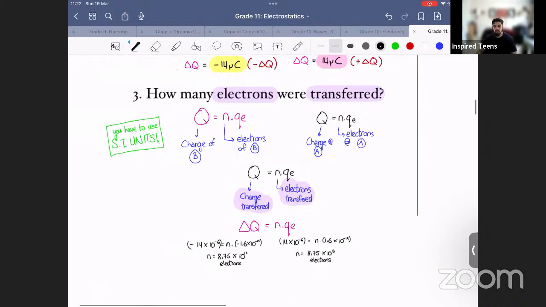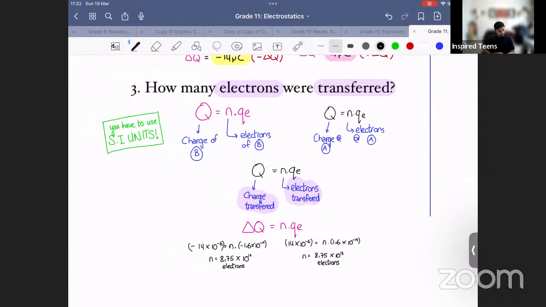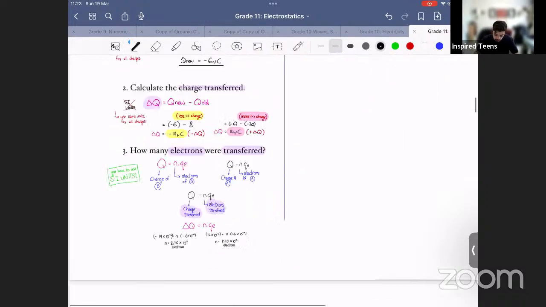Okay. So I hope that makes sense. How many electrons were transferred, right? You need the charge transferred and you substitute it into this formula. Okay, so let's move on to do this hard question.